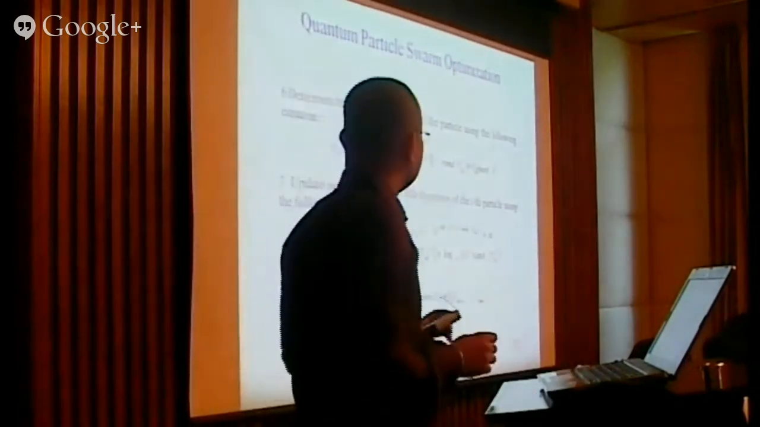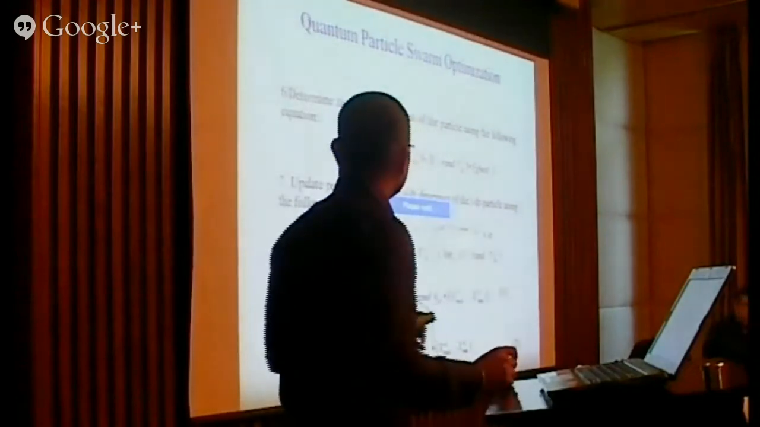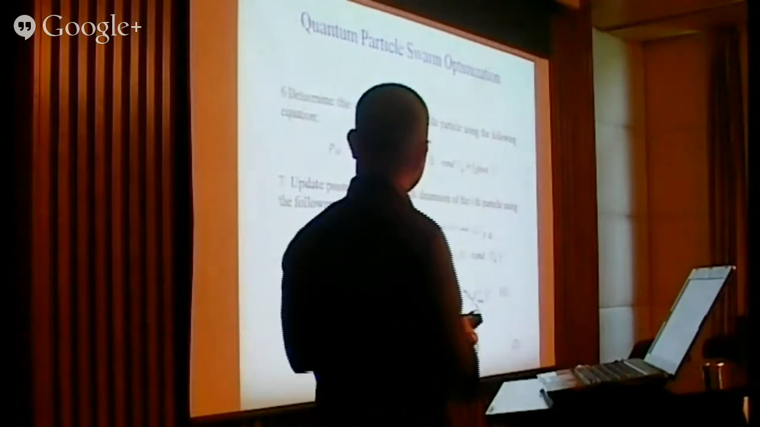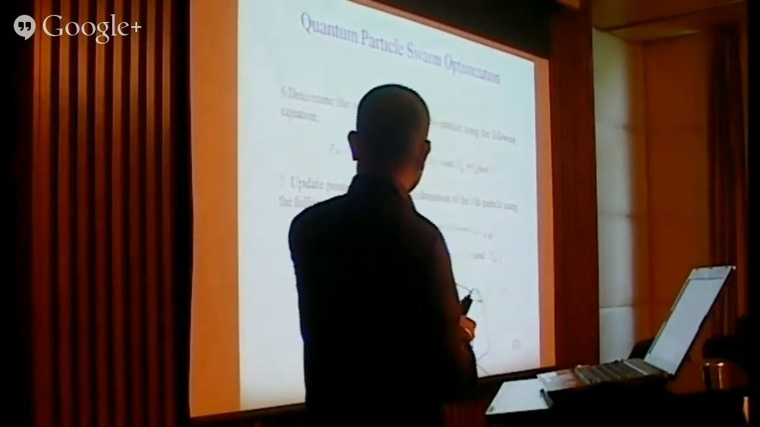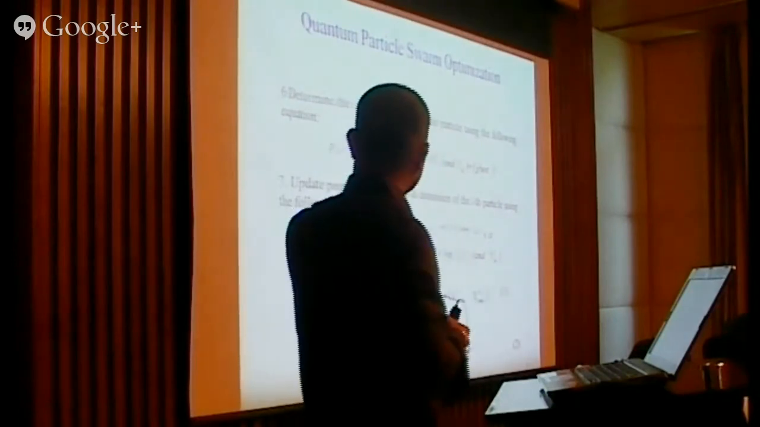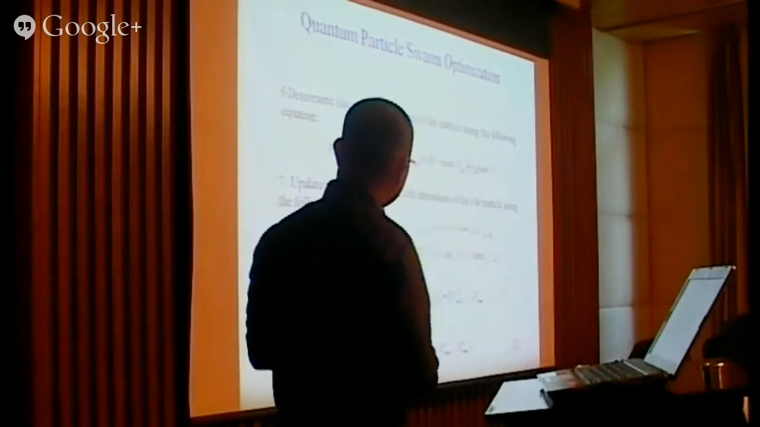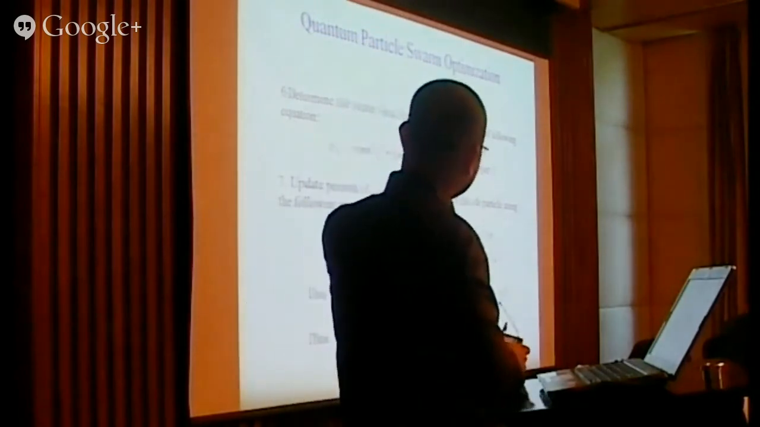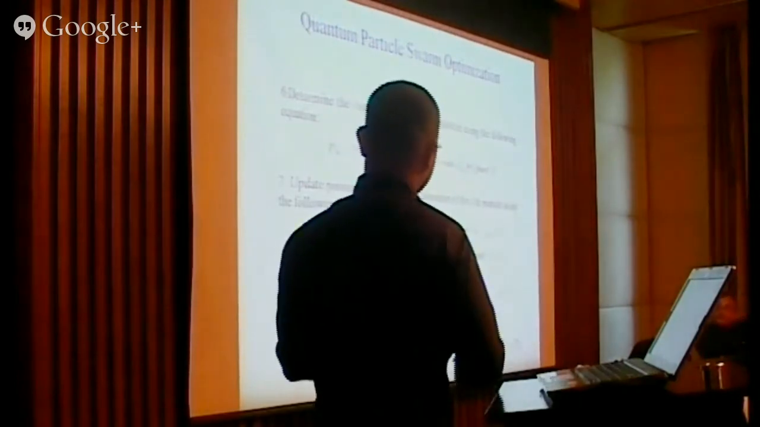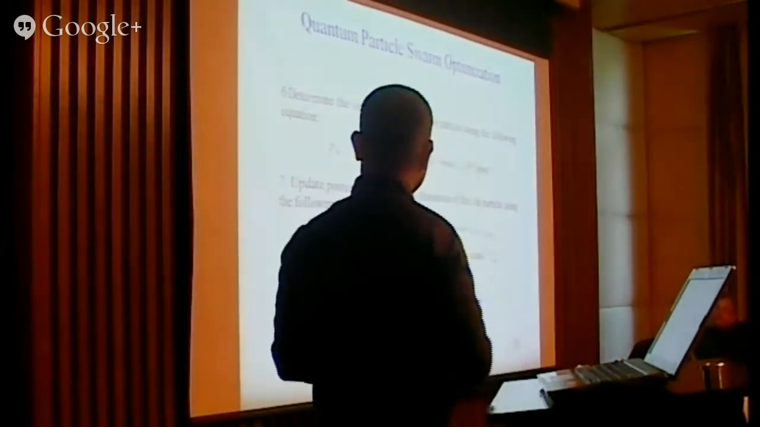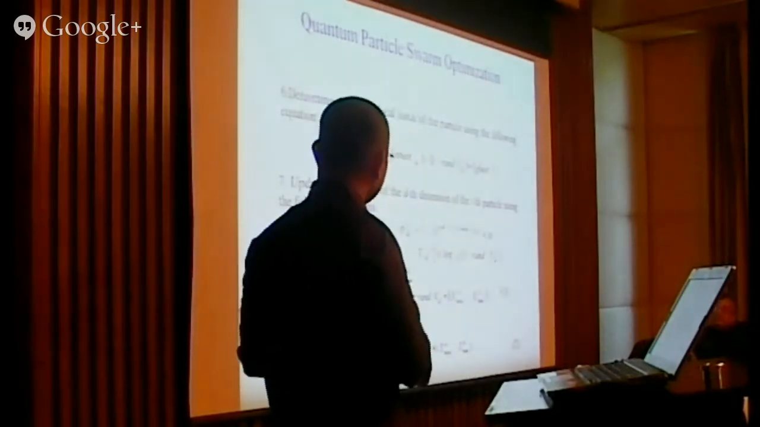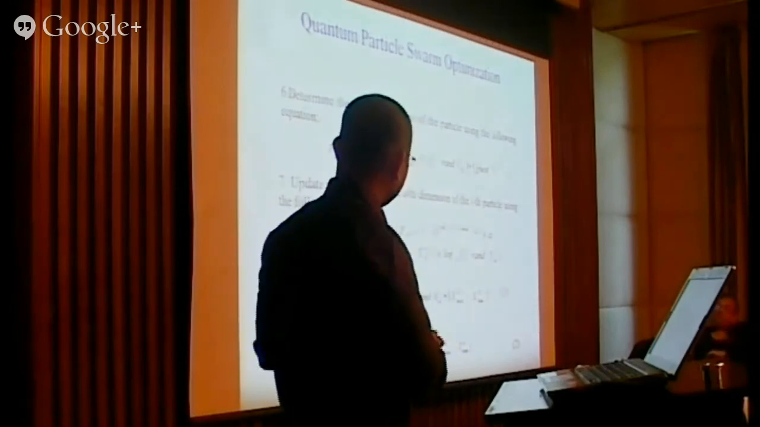Determine the vector local focus of a particle using the following equation. In step 7, we update our position by two equations, which are given here. If, in the d-th dimension of the i-th particle, x_id is less than x_d minimum, where x_d minimum is the minimum position and x_d maximum is the maximum position. So according to these two conditions, we update our position here.